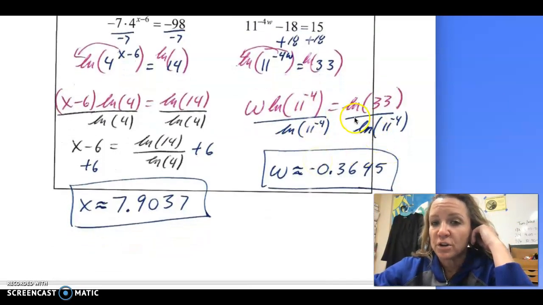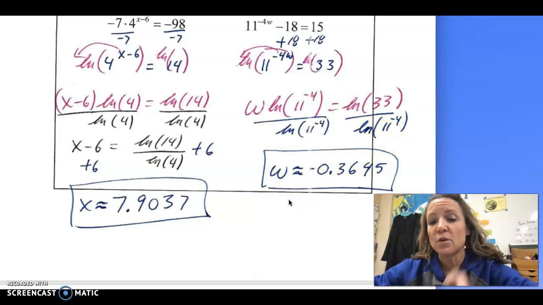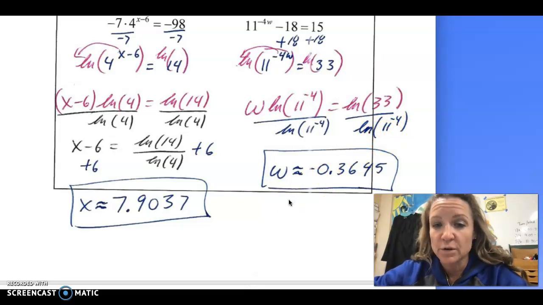So in your calculator, you're going to do the natural log of 33 divided by the natural log of 11 to the negative 4th power. Let me know if you need help typing that into your calculator. Okay?